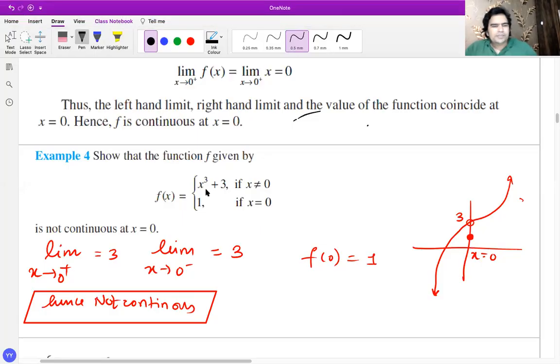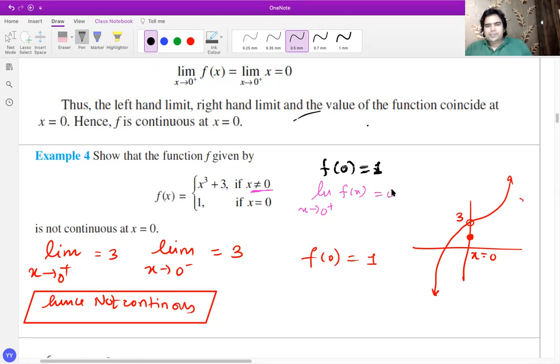In this function, we see x cubed plus 3 when x is not equal to 0, and at x equals 0, y equals 1. So at this point, the exact value f of 0 is nothing but 1 for us. Now what is important is that we evaluate the left hand and right hand limits. As x extends to 0 from the positive side, I'm going to use this function, because the function is not equal to 0 there. I mean the x values.